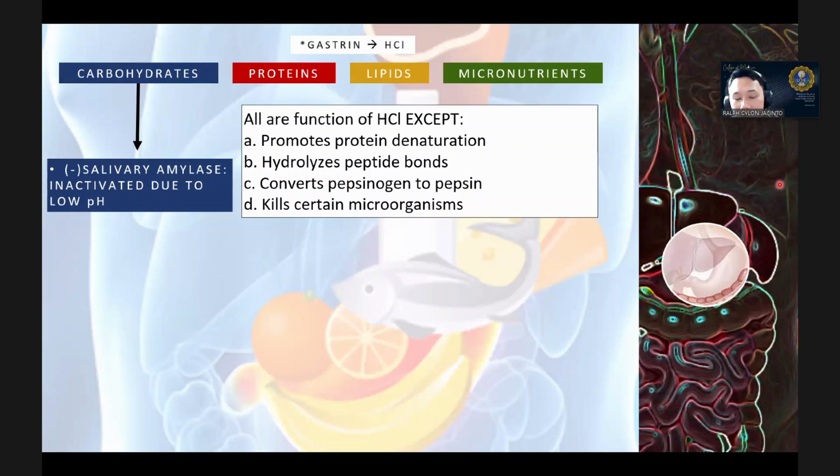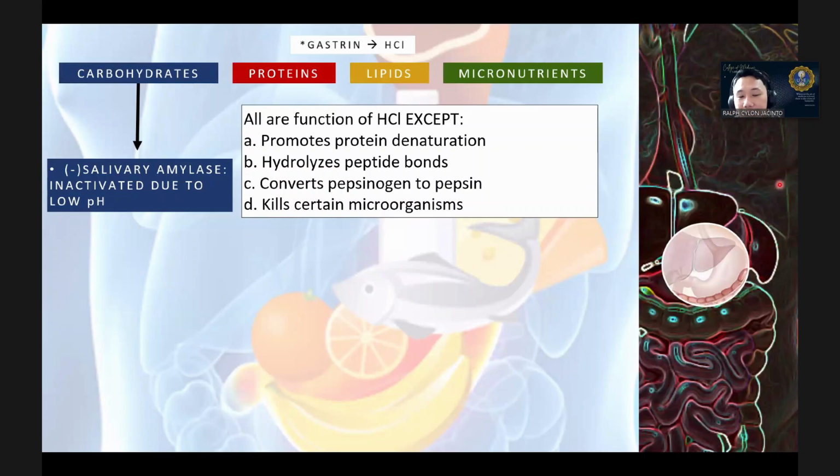HCl does not have a protease function. So it does not hydrolyze or cut the peptide bonds present in the dietary proteins that we take in. So letter B is the answer here.